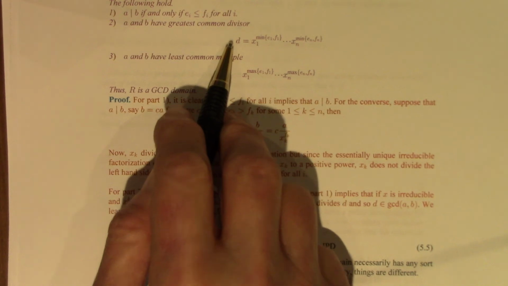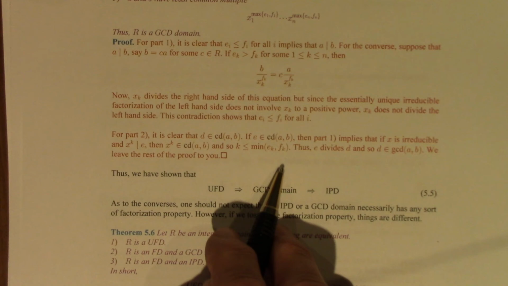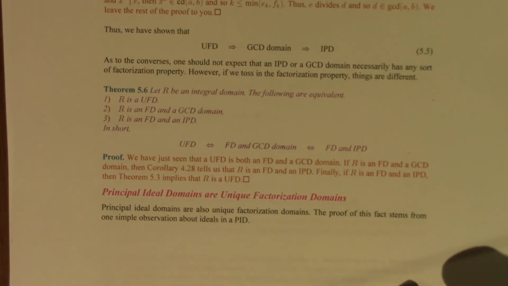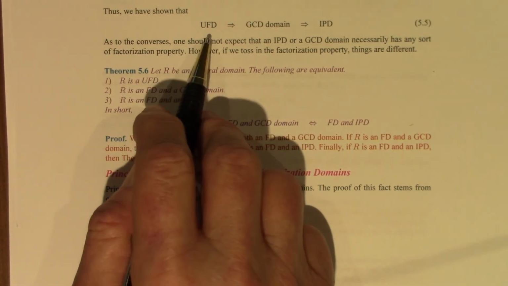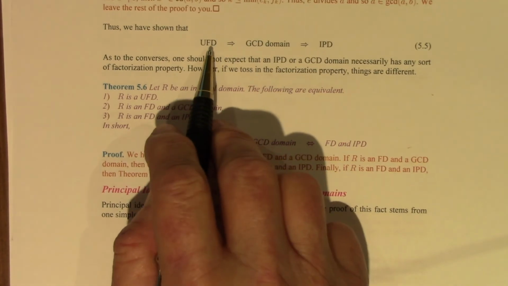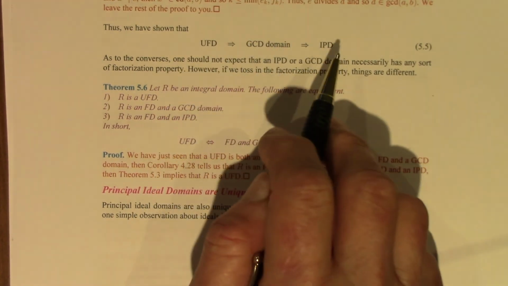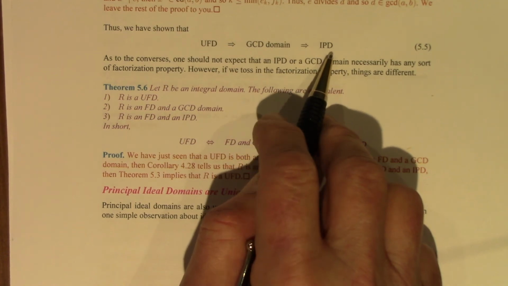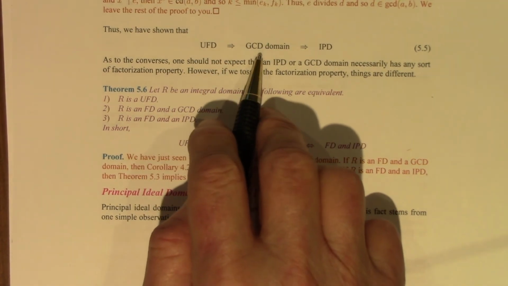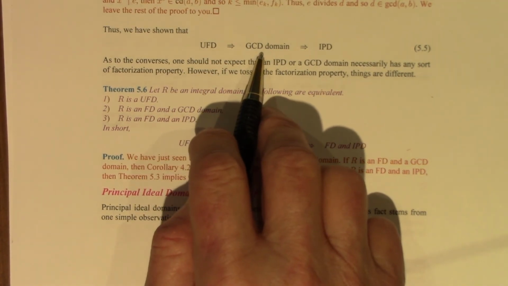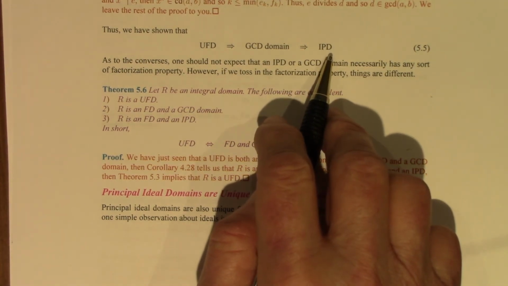And I'm going to leave it for you to contemplate parts 2 and 3. The proof is rather short, as you can see. So we have shown then that a UFD is a GCD domain, which in turn is an IPD. Unique factorization implies existence of greatest common divisors, which implies that irreducible and prime are equivalent concepts.